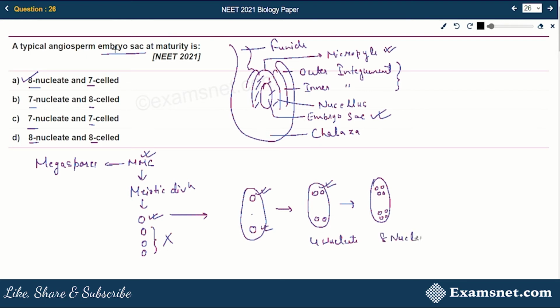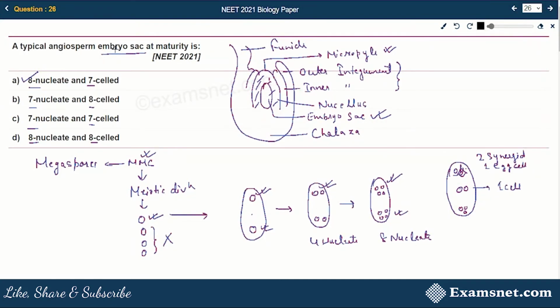What happens after this eight nucleate stage? Three nuclei remain at the micropylar end and three remain at the chalazal end, whereas two move to the central cell, so these two remain in one cell. The nuclei at the micropylar end are divided into three different cells: two are synergids, whereas one is the egg cell. Similarly, three nuclei are situated at the chalazal end.